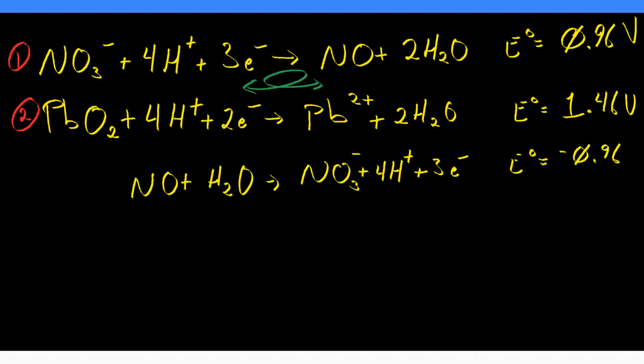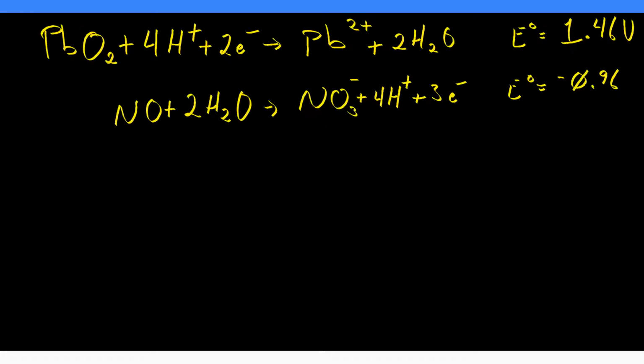So since reaction 1 is the oxidation half reaction, we're going to have to flip it around. And when we do that, it becomes nitric oxide plus water yields nitrate plus 4 hydronium plus 3 electrons, with a potential of negative 0.96 volts. Remember, you have to flip the sign when you flip the reaction around. So, if you'll forgive me for tidying things up just a little bit, you can just move things up to the top a bit. All right.